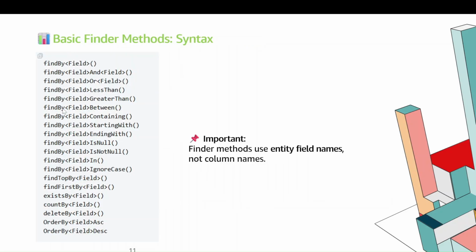If you look at, I have given some examples of different types of finder methods. Basically I'm doing find by age or ID straight away. So this is a prefix, find by. I need to have an entity's attribute here. It's a single attribute. You can do find by age, find by department, find by ID straight away.